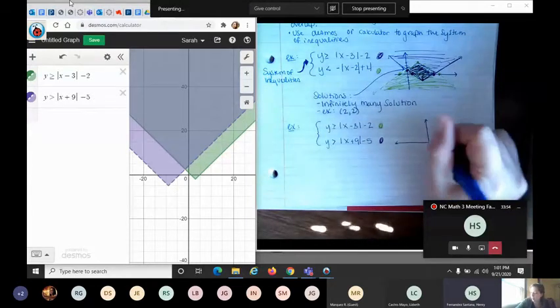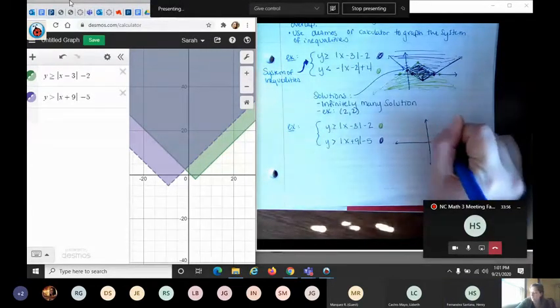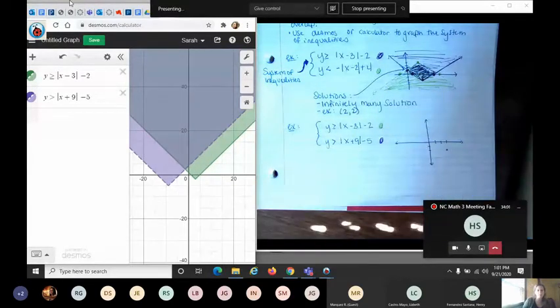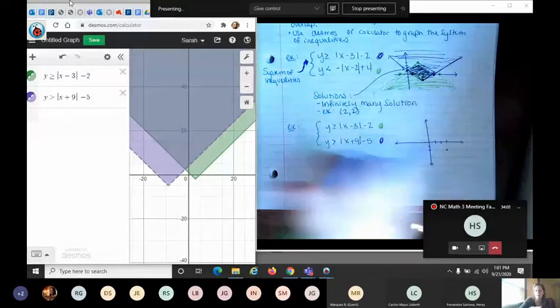Okay, we're going to have a point at 1, 2, 3, negative 1, 2. So we're going to have a point there. And that should be a green point.